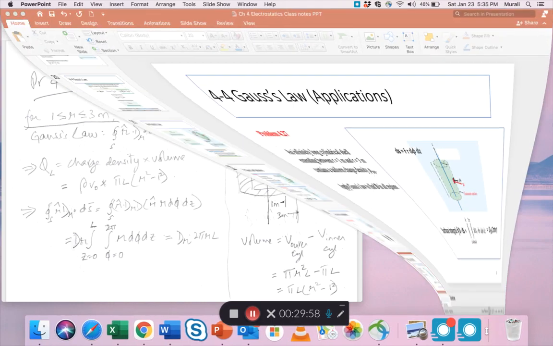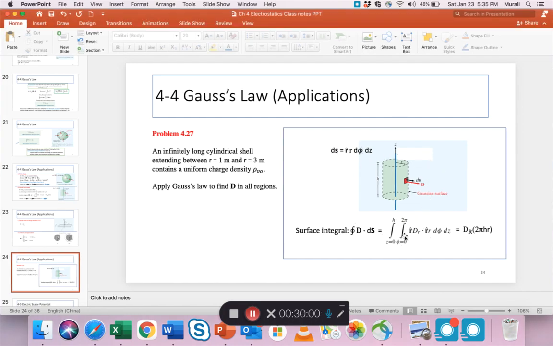Okay, so that is the real shape, but you need to create a Gaussian surface to solve the problem. The Gaussian surface gives you the total charge inside. So apply Gauss's law to find D in all regions. That means you have to find D inside in the hollow area, then inside the shell itself, and then outside, right? Three different regions. It has a uniform charge density. We don't know what exactly it is, but they just call it rho V0.